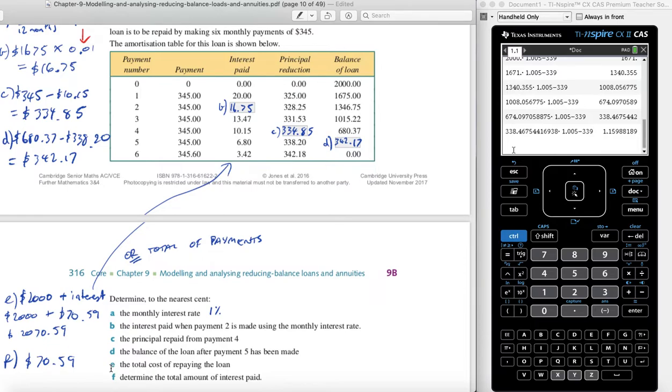Part E, the total cost of repaying the loan. This can be done a couple of ways. You can either add up all the payments, which will give you a value, or you can go the $2,000 that you borrowed plus all the interest. It's either way that you want to do. The reason I did E is because part F is the total amount of interest paid, which is the $70.59. If you haven't done it this way, it'd be $70.60. Either value would be seen as correct.